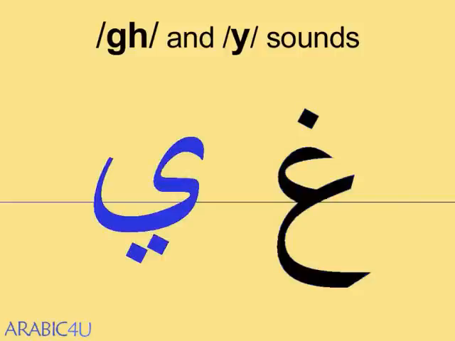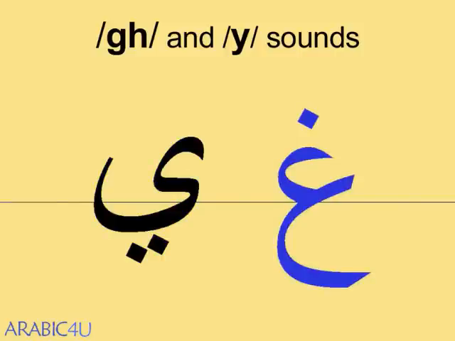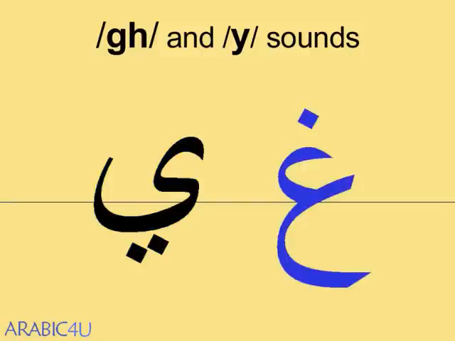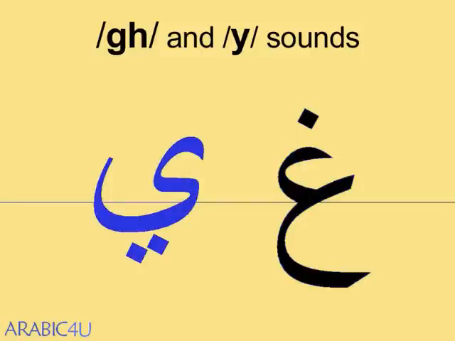Can you try to pronounce the first one? Gha. Yes. Now, the other one, not Gha. Can you try to pronounce as Ya? Ya, yes. So it is Gha, and then Ya. Okay. Do you still think they're the same?